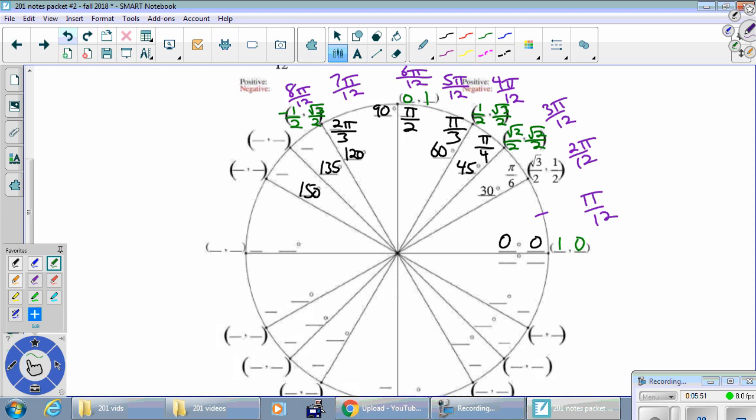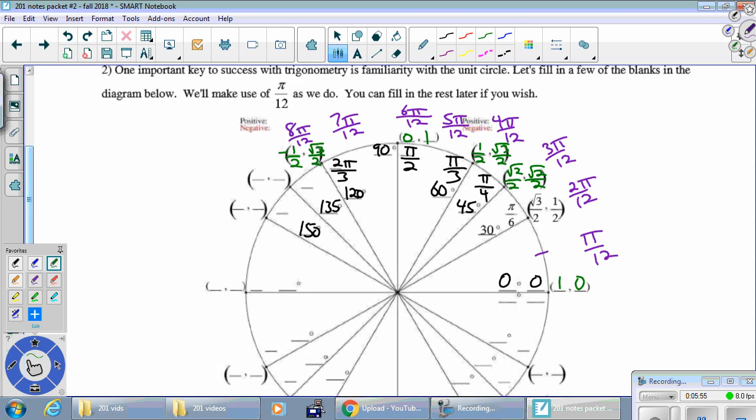Maybe pause the video here if you haven't filled these in already, and go ahead and fill all of them in. The other thing that I'll say is that certain trig functions are positive in some quadrants and negative in others. And so you can see the words positive and negative right there. So in the first quadrant, all of the trig functions are positive. None of them are negative. So cosine of every first quadrant angle is a positive number. Tangent of every first quadrant angle is positive. Sine of every first quadrant angle is positive.